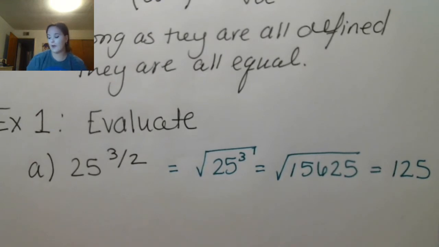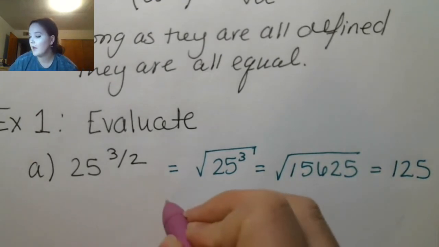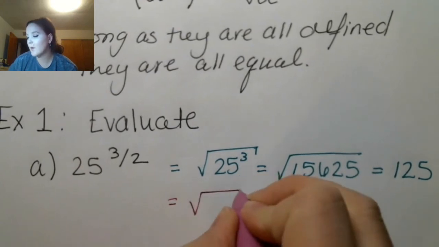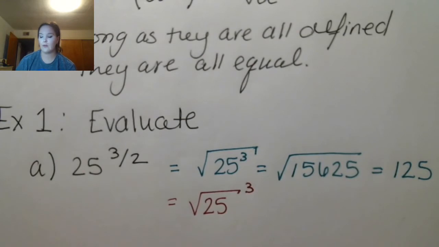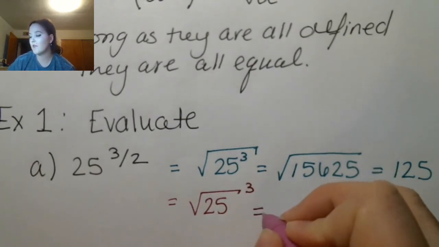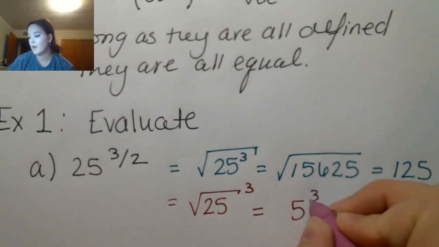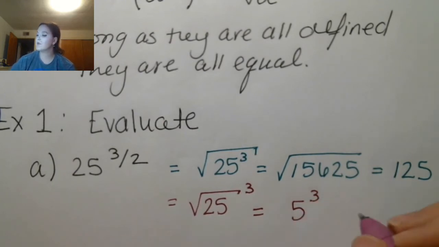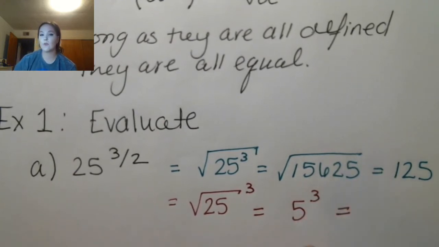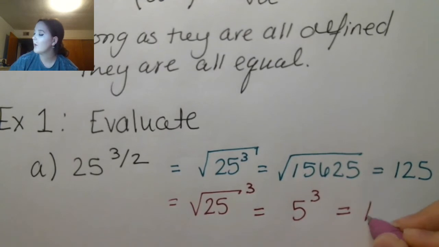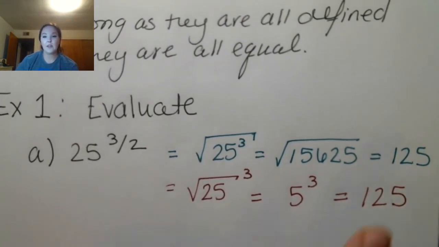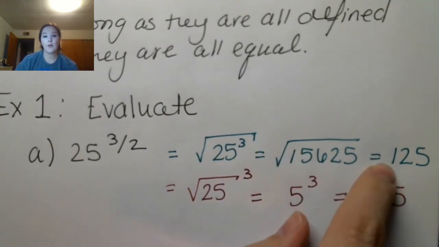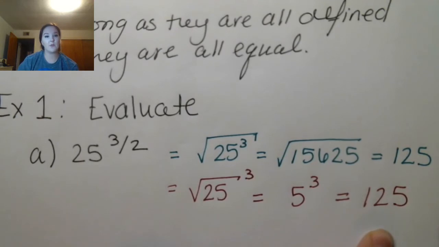Let's look at the other way of doing this. I can think about this as square root of 25 raised to the third power. Now I know the square root of 25 is 5. 5 cubed is 5 times 5 times 5, so 25 times 5, 125. So you can see that you absolutely will get the same answer. Here we needed to use a calculator, and here we didn't need to use one.